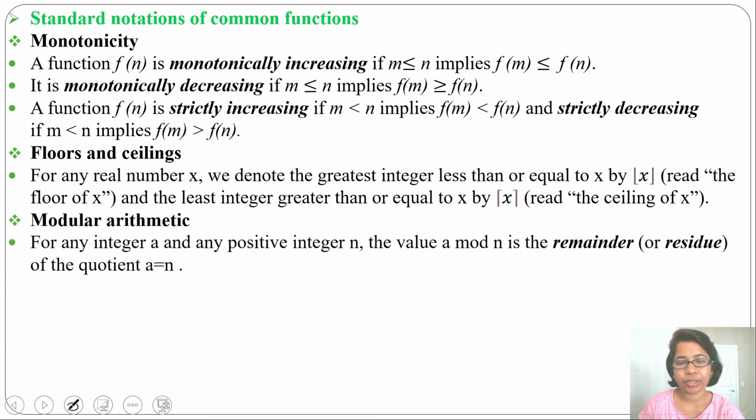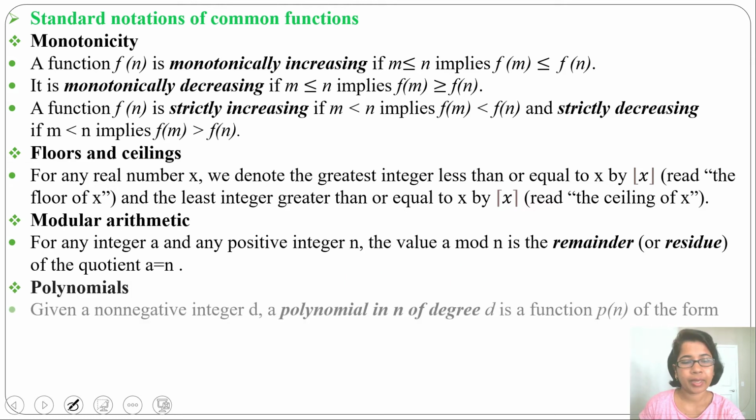Next, modular arithmetic. For any integer a and any positive integer n, the value of a mod n is the remainder of the quotient a divided by n. We can write 12 mod 5 equals 2. So mod is nothing, it is just the remainder.